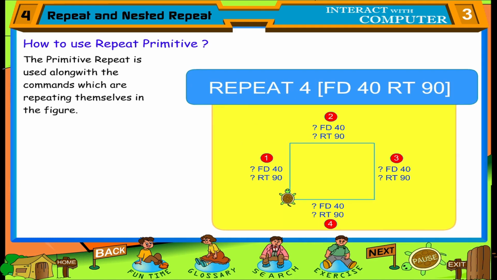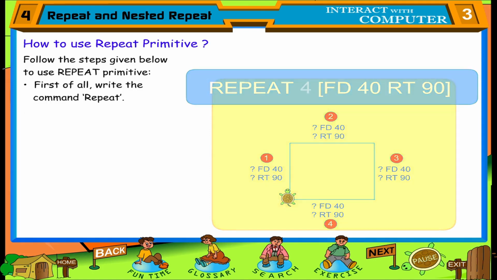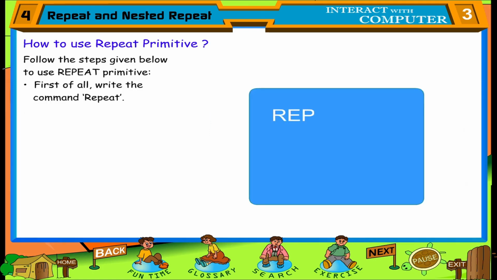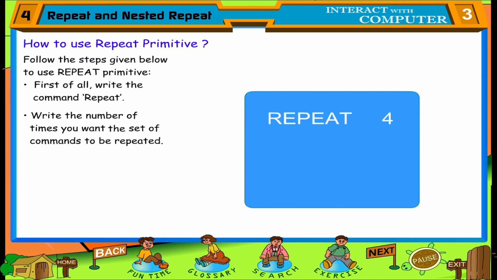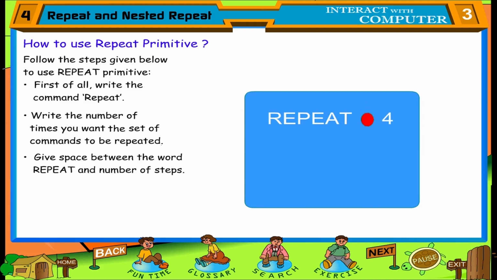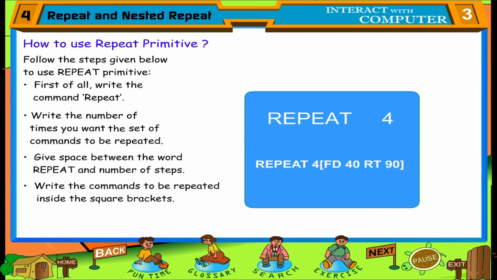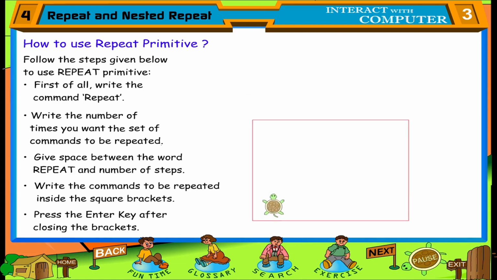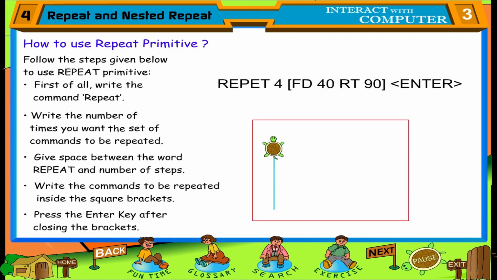The primitive repeat is used along with the commands which are repeating themselves in the figure. Follow the steps given below to use the repeat primitive. First of all, write the command repeat. Write the number of times you want the set of commands to be repeated. Give space between the word repeat and the number of steps. Write the commands to be repeated inside the square brackets. Press the enter key after closing the brackets. Let us see some more examples of using the repeat command.